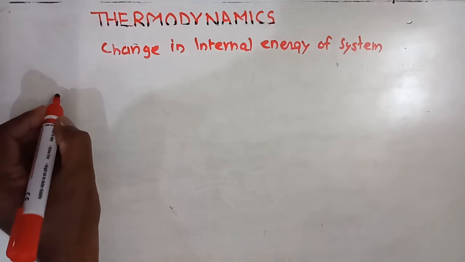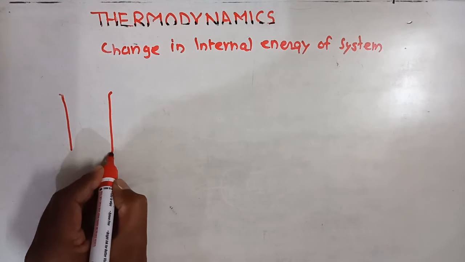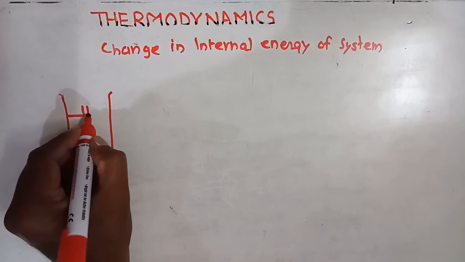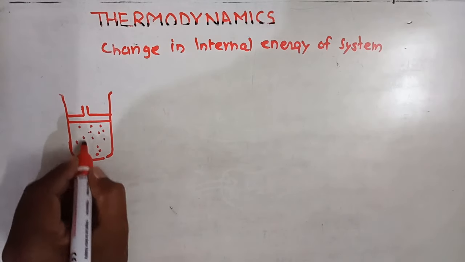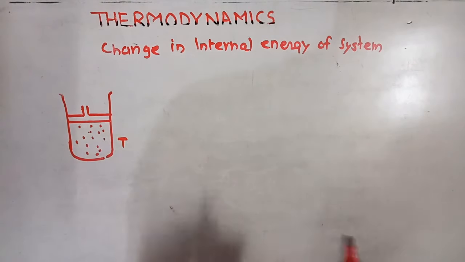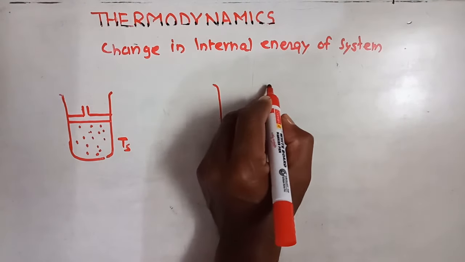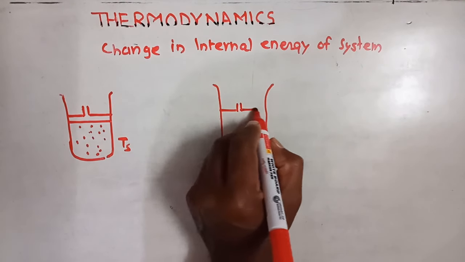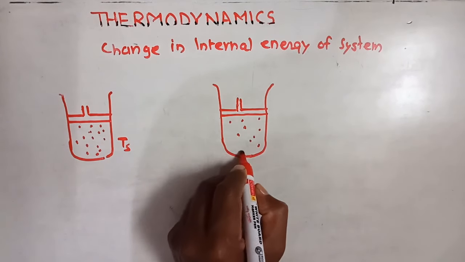Now let us consider a very simple system having a cylinder with a piston which is movable, frictionless and massless, and a gas enclosed in it. Again we have another cylinder which again has a piston, and in this cylinder again let us consider a gas is enclosed.